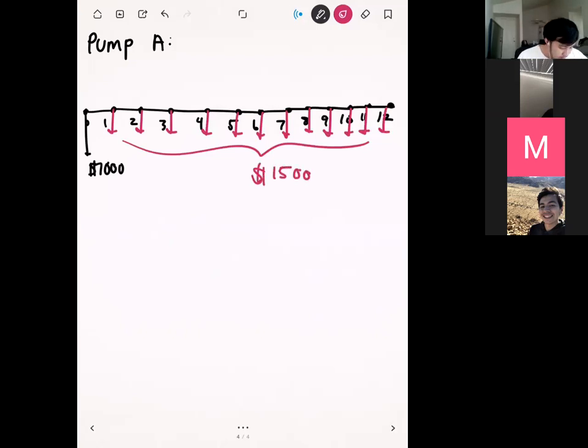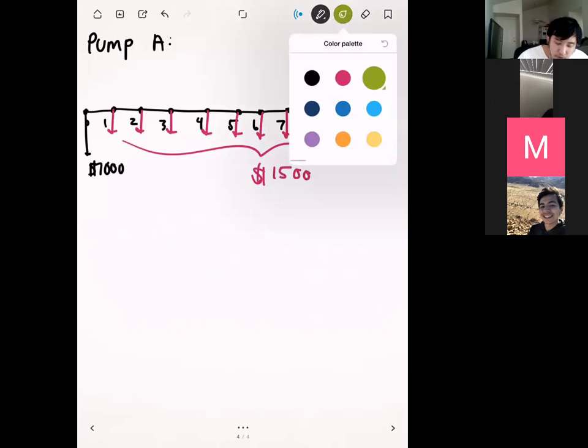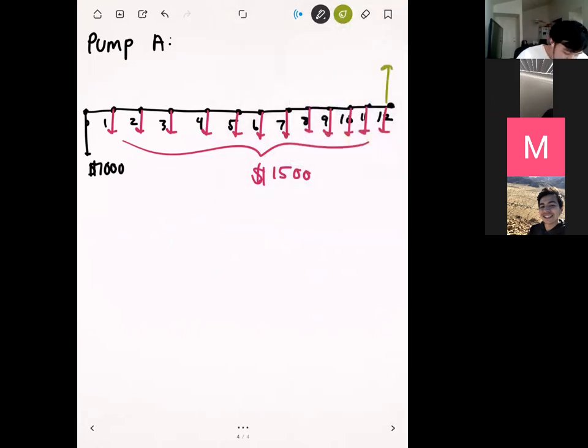And then at the end of 12 years, we have a salvage value of 1,200. So this is going to be 1,200. So it's fairly straightforward. It's very typical: you buy a device, you maintain it for, in this case, 12 years, and then you sell the parts at the end. Now let's compare that to pump B.